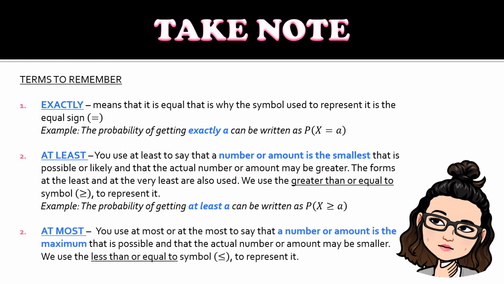The third term is at most. You use at most or at the most to say that a number or amount is the maximum that is possible and that the actual number or amount may be smaller. We use the less than or equal to symbol to represent it. For example, the probability of getting at most A can be written as the probability of x is less than or equal to A.